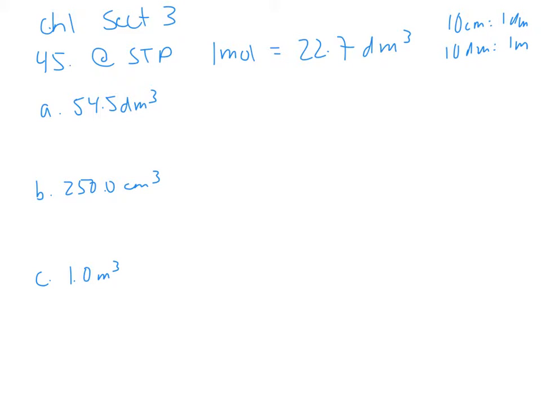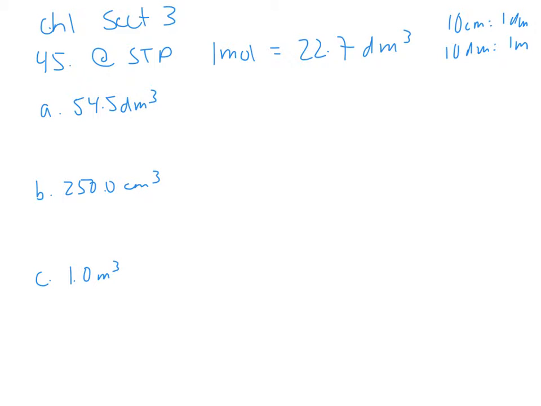Welcome. This video is going to look at some more of the problems from Section 3 in Chapter 1 of the Brown SL Chemistry book. Starting with 45, we start getting into the gas laws, and 45 is working with Avogadro's concept or discovery that at STP, 1 mole of any gas will be 22.7 decimeters cubed, or what we commonly think of as a liter. Now, to finish 45, you're also going to have to remember that there are 10 centimeters in a decimeter, and 10 decimeters in a meter.